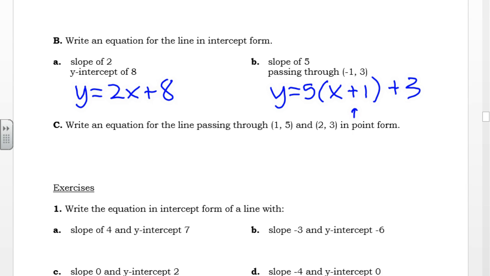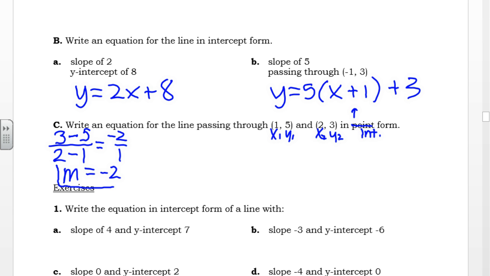I think this is supposed to say intercept form. Yeah, I want to put this in intercept form. Okay, so we have the x1, y1. We have the x2, y2. We're going to calculate the slope, put it in point form, and then use the distributive property to convert it to intercept form. So the slope is y2 minus y1 on the top, x2 minus x1 on the bottom. That's negative 2 over 1, so the slope is negative 2.